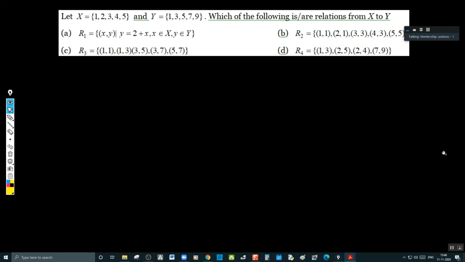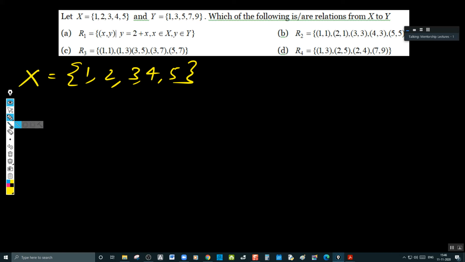Let's move on to the next one. X is equal to 1, 2, 3, 4, 5. Let me write that so that you will be more comfortable. Yes, I was going to take an example. Don't think of them as violent concepts, I said. Okay, now we will take a lively example.